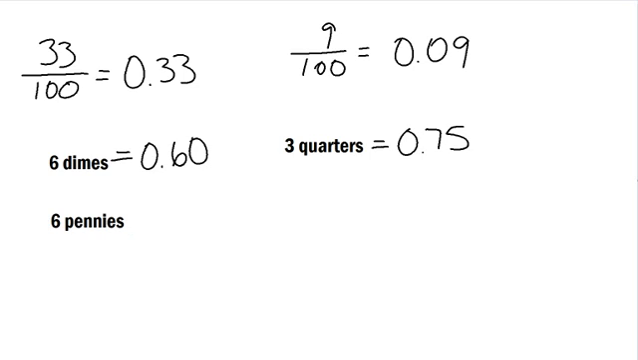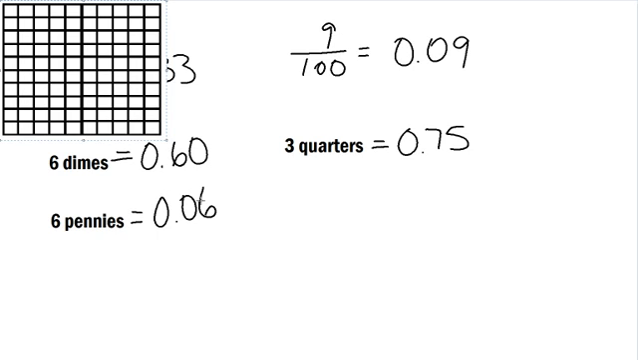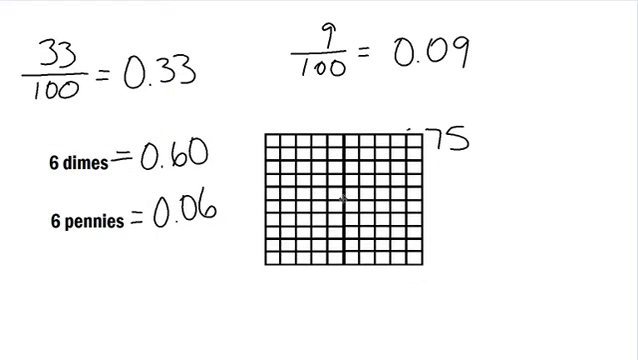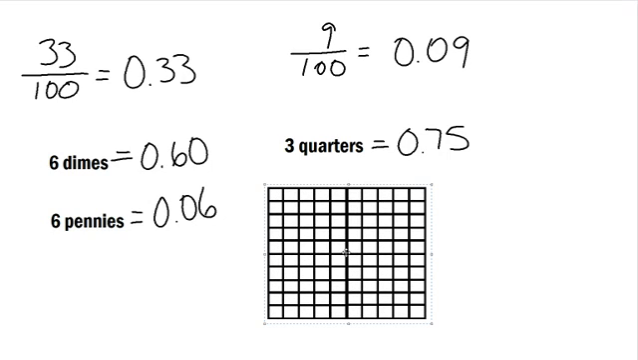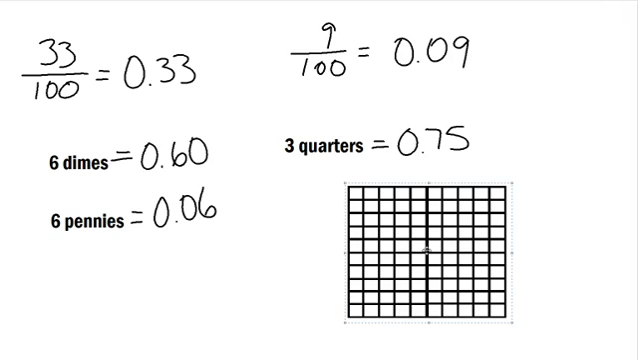6 pennies would be 0.06. And I just want to bring back this while I'm talking about dimes and pennies. I want to really reiterate some things with this, and I want to talk about the difference between tenths and hundredths, because the next step would be converting tenths into hundredths.